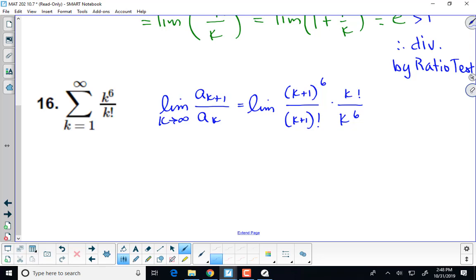So these will cancel? Well, kind of. Where did this one come from? Oh, I guess it is to the 5th. I understand. So it's k plus 1 to the 5th on top, over k to the 6. Okay, that makes sense, because there's actually six of those. I thought it just goes to one.